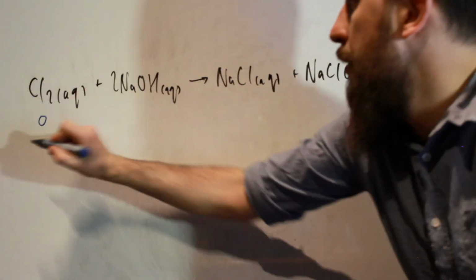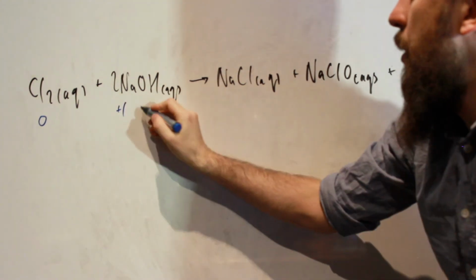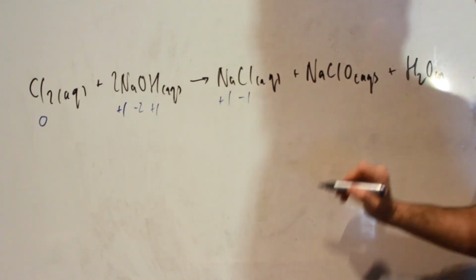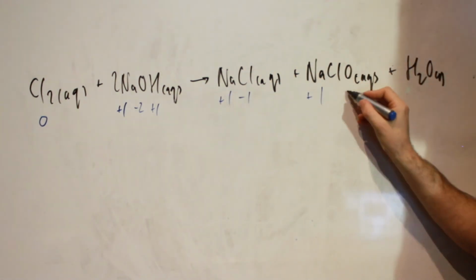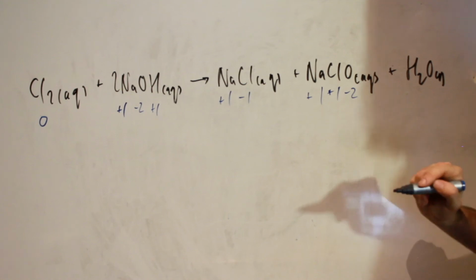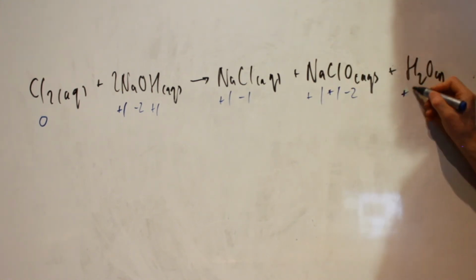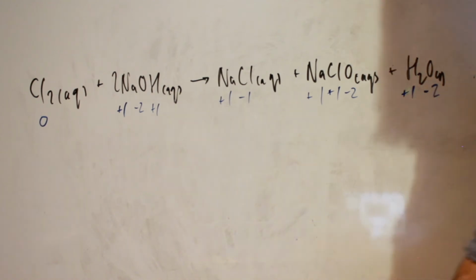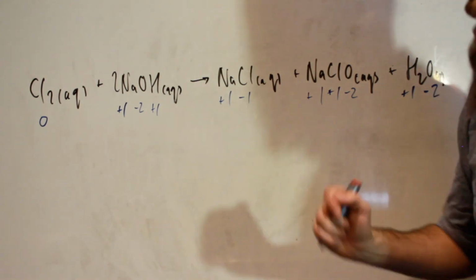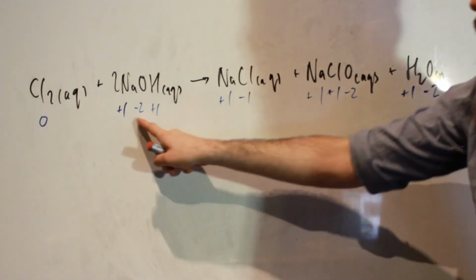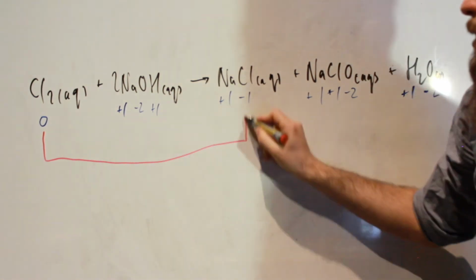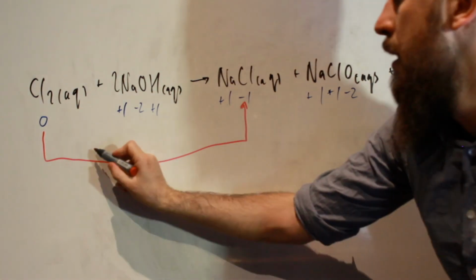So we have 0 for our neutral diatomic chlorine, +1 for the sodium, -2 for the oxygen, +1 for the hydrogen, +1 for the sodium, group 1, -1 for the chlorine, +1 for the sodium, -2 for the oxygen. But then what we actually have is +1 for the chlorine there in order to get that neutral. Over here we have +1 and we have -2. So let's have a look.